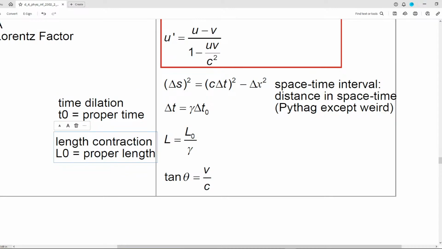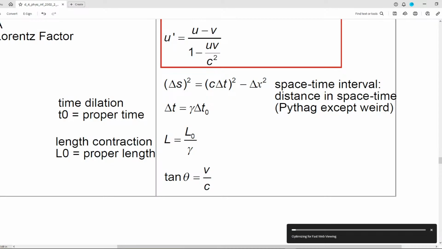The last one is exclusive to the space-time diagram. It's just using the property of the space-time diagram itself. Okay, let me save this quickly here.